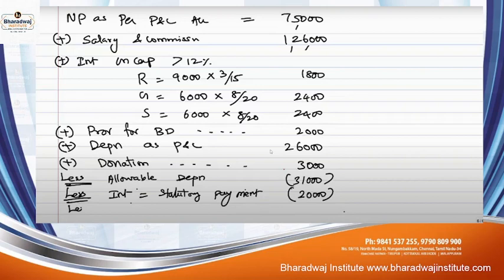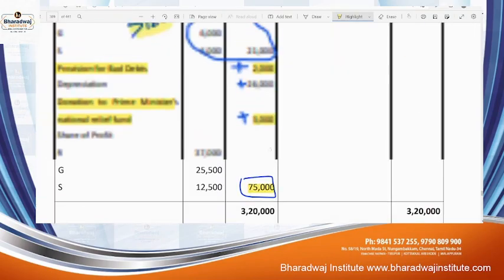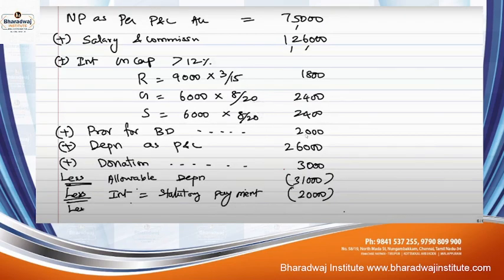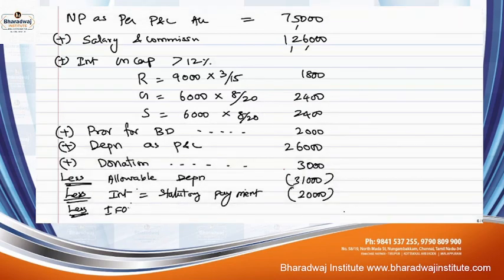Yes, come to the credit side of P&L account. What is given there? Interest on government securities and which one? Interest from bank. This belongs to what? Other heads. You have to eliminate. Less income from other sources. Interest credited to P&L account. Eliminate the total interest. What is the total interest? 28,000.